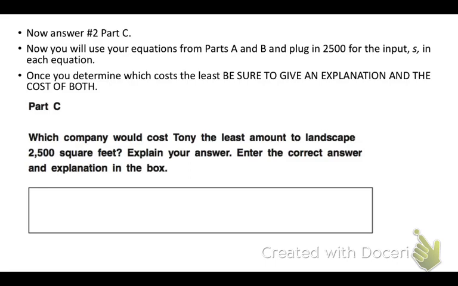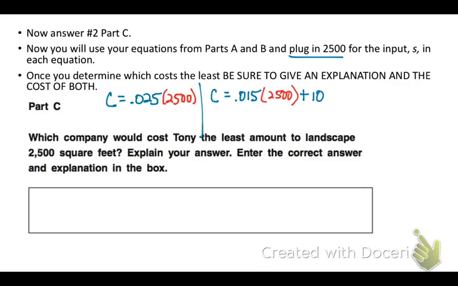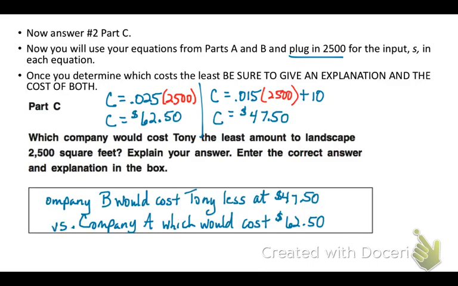Now, in part C, it says which company would cost Tony the least amount to landscape 2,500 square feet. So now we're going to plug in 2,500 square feet for the input S into the cost of company A, which is on the left, and the cost for company B, which is on the right. So you can see that for A it's $62.50, and for B it's a lot less, $47.50. So then I would give an explanation that says company B would cost Tony less at $47.50 versus company A, which costs $62.50.